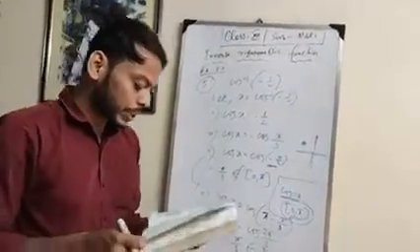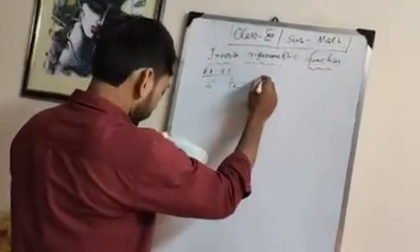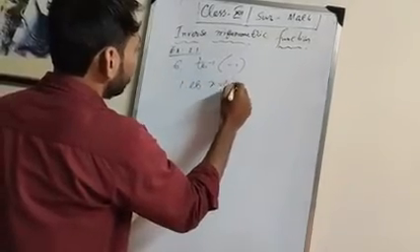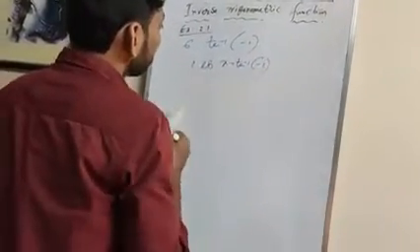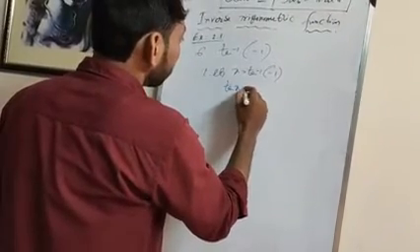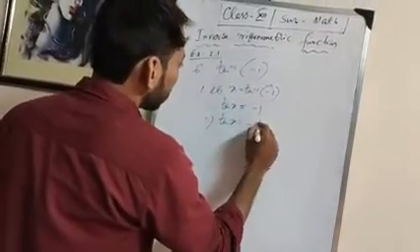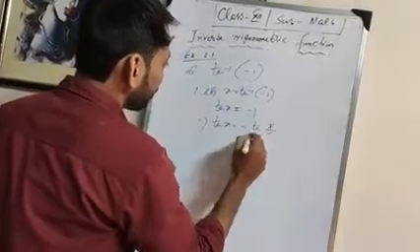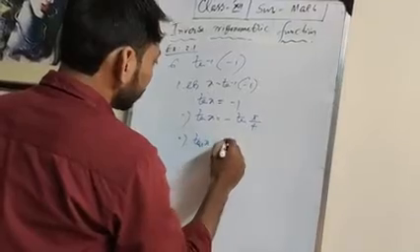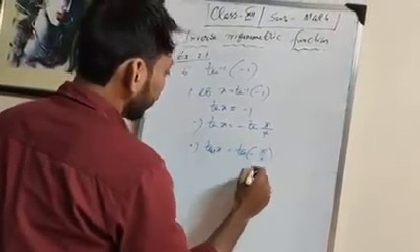Now move on to question number 6: tan inverse minus 1. Let x equals tan inverse minus 1. Therefore tan x equals minus 1. That means tan x equals minus tan pi by 4. That means tan x equals tan of minus pi by 4.